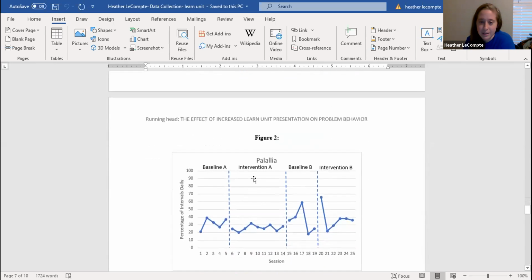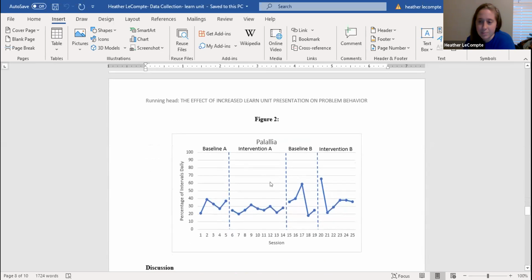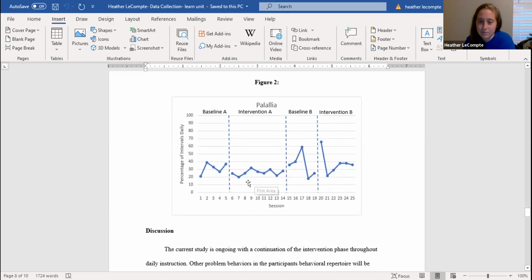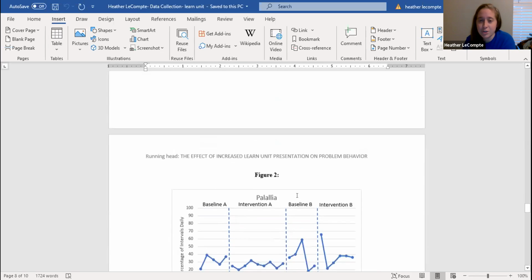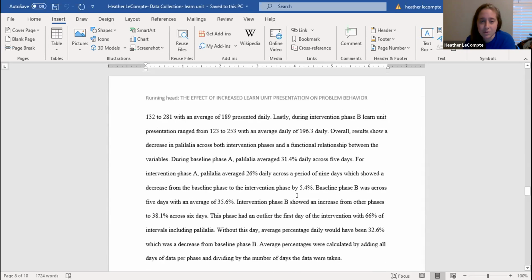And then his palilalia, which was the vocal stereotypy, data is here. Like I said, according to this, I really couldn't see a difference, but whenever I averaged it across a few days, there was a change in my results.